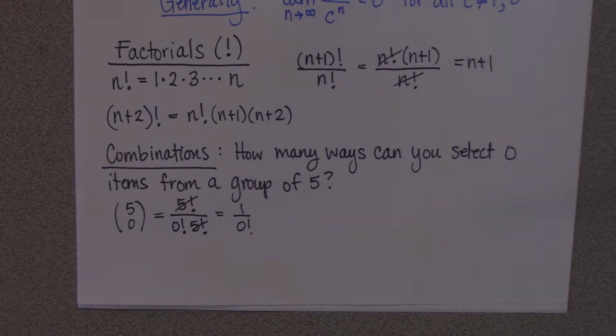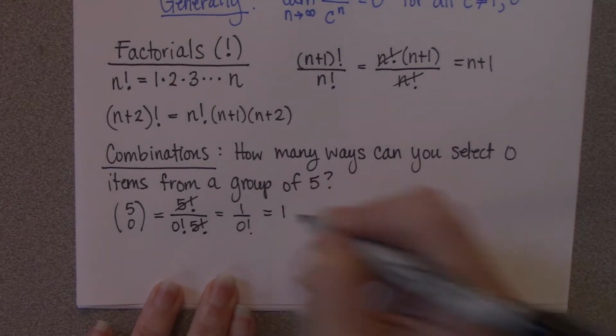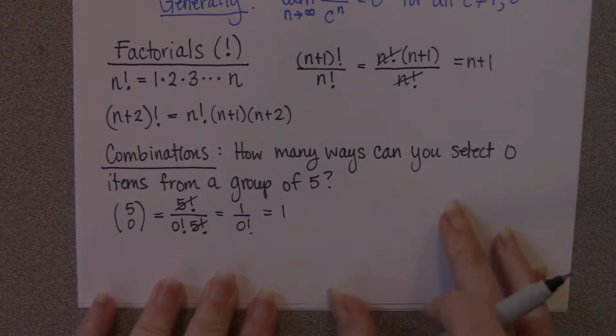So this is like the only time in math where it is legitimate to see a 0 in a denominator, because there's a factorial attached to it. And 0 factorial is 1, for the same reason that anything raised to the 0 power is 1. Okay? So this works out to be 1. There's only one way. Right?